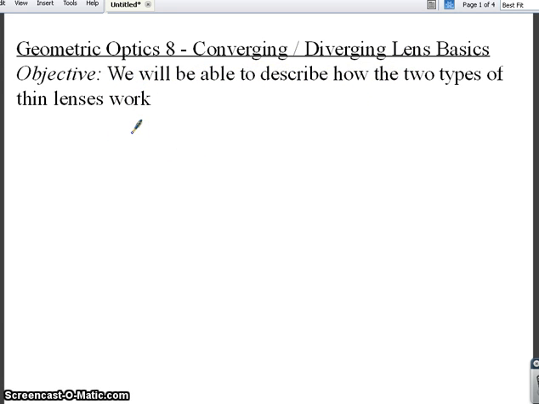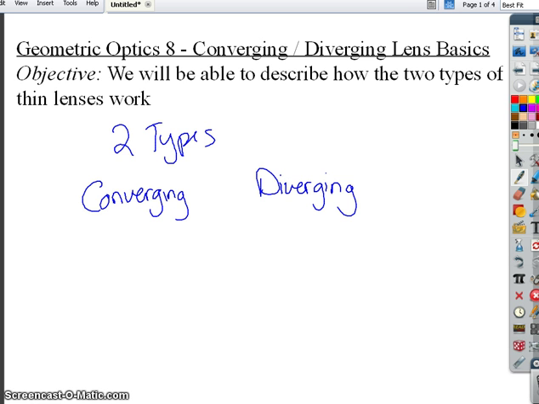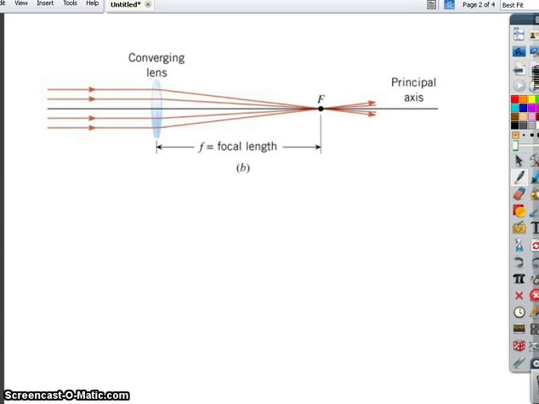This is going to be just an introduction into lenses and how they work, and then in the next few videos we'll discuss more specifically how to draw ray diagrams and calculate their different distances and lengths. Basically we have two types of lenses: a converging lens and a diverging lens. I'm going to show you these pictures on the next slide and show you how these work.